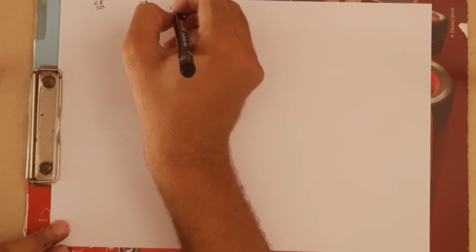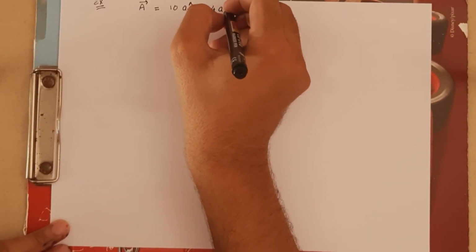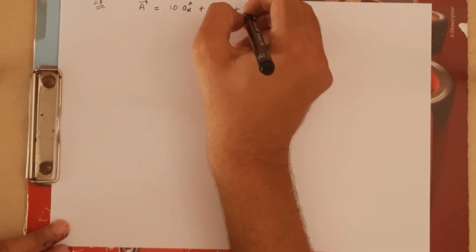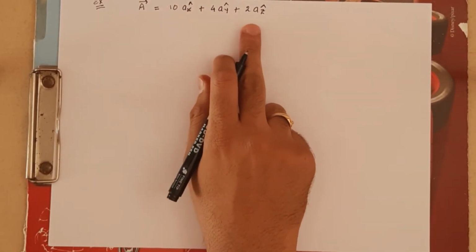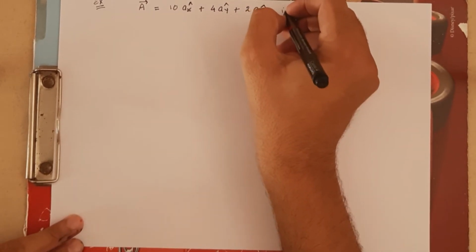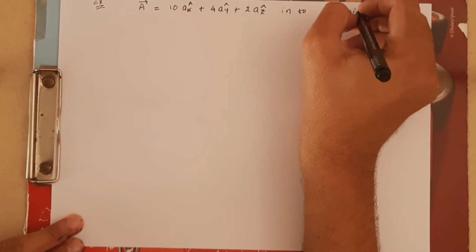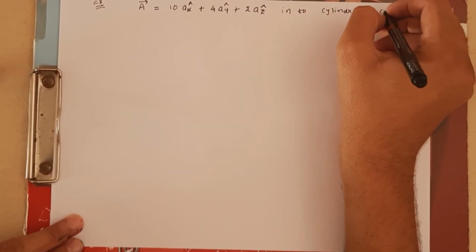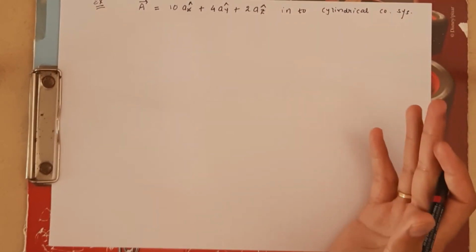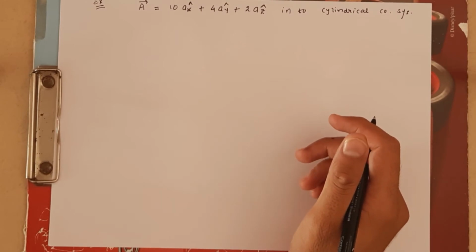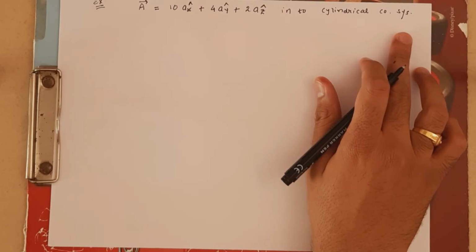Okay, I have to take vector A, 10 ax plus 4 ay plus 2 az. Convert the vector 10 ax plus 4 ay plus 2 az into the cylindrical coordinate system. Then we will discuss how to convert into the spherical coordinate system. But first we understand how to convert the given vector into the cylindrical coordinate system.